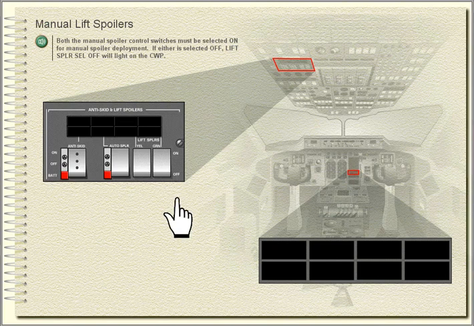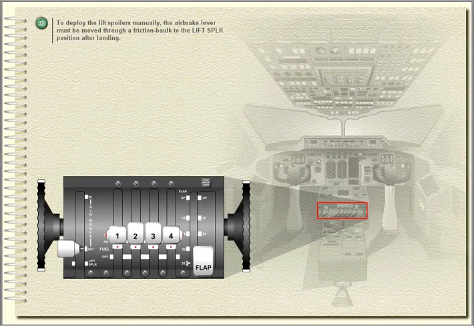Manual lift spoilers. Both the manual spoiler control switches must be selected on for manual spoiler deployment. If either is selected off, lift spoiler selected off will light on the central warning panel. To deploy the lift spoilers manually, the air brake lever must be moved through a friction bulk to the lift spoiler position after landing.